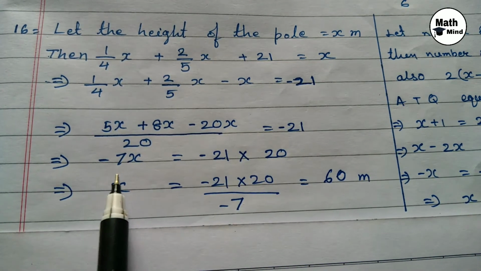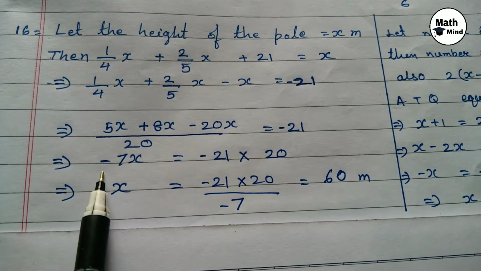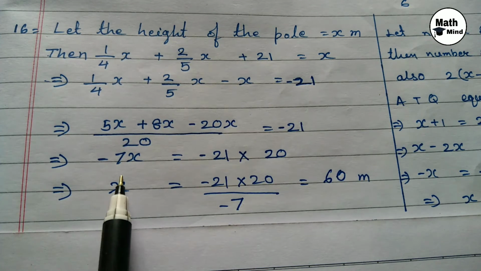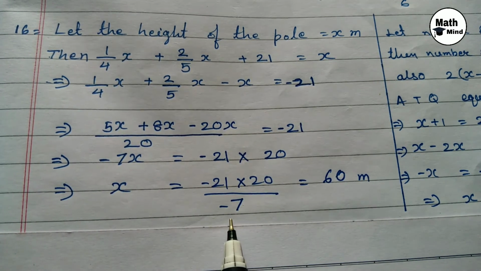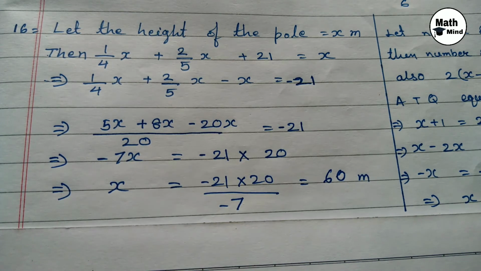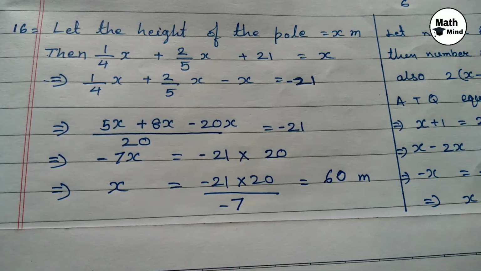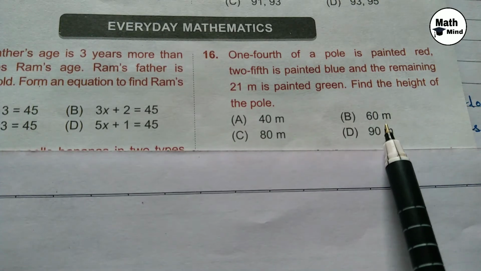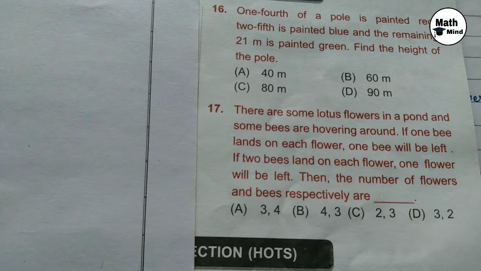Taking minus 7 to the right hand side, it is multiplied, so on the right hand side it becomes a divisor. Cancelling numerator and denominator by minus 7, x equals 60 meters. The total height of the pole is 60 meters. Option B is correct.